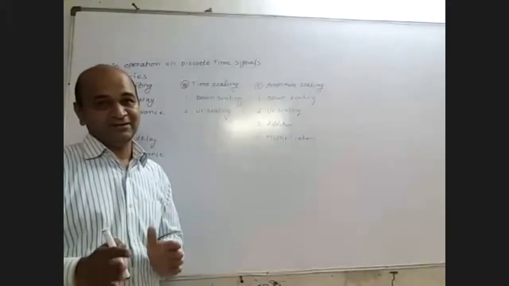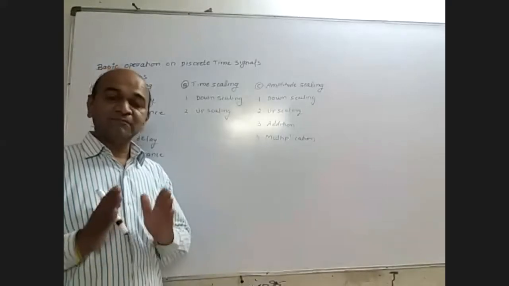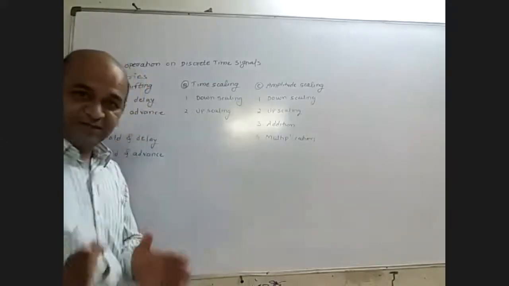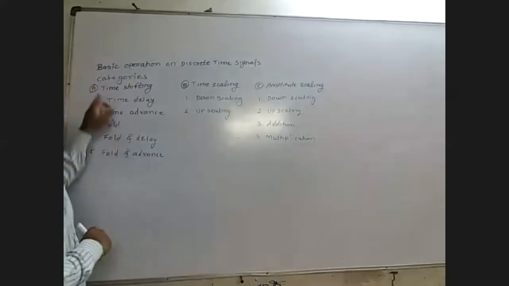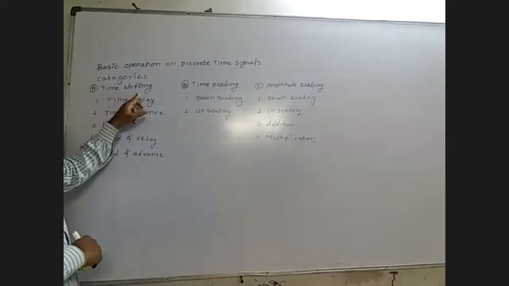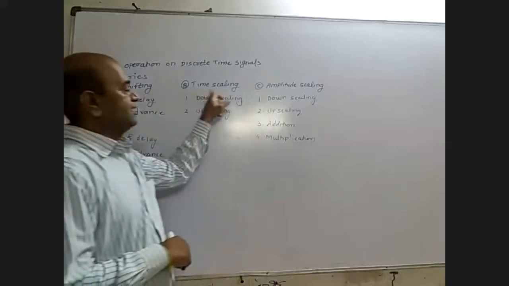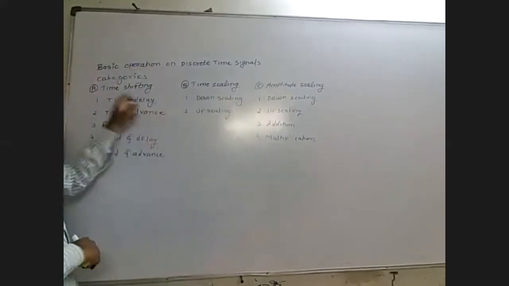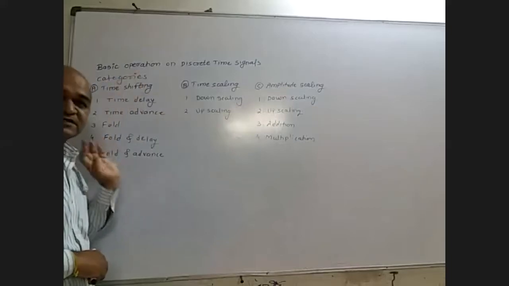One by one. I have given the discrete time signal basic operations in different categories. We first understand the different categories, and then we will go one by one. The first category is the time shifting operation. The second is the time scaling operation. The third is the amplitude scaling operation. These are the different categories coming under the basic operations of the discrete time signal.